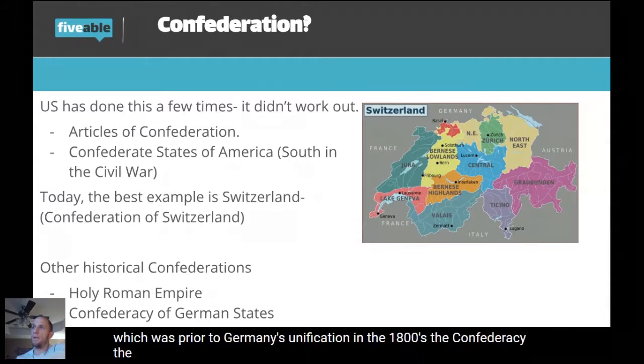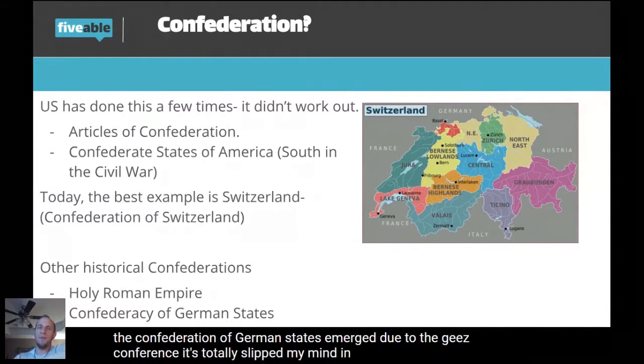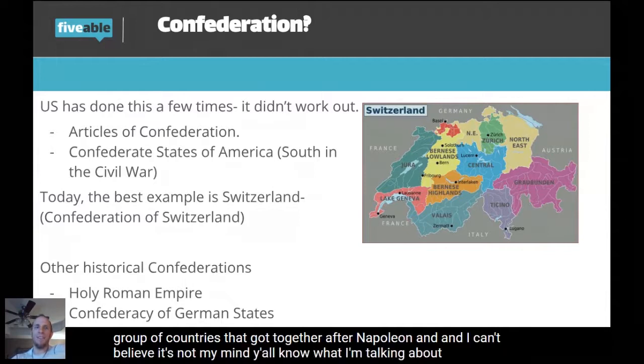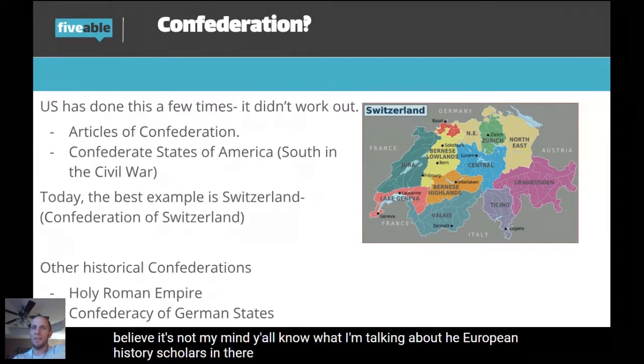The Confederation of German States emerged due to the, what was that conference? It's totally slipped my mind. In 1815, there was a group of countries that got together after Napoleon, and I can't believe it slipped my mind. Y'all know what I'm talking about? European history scholars in there? Jeez, I'll remember the second this presentation is over.